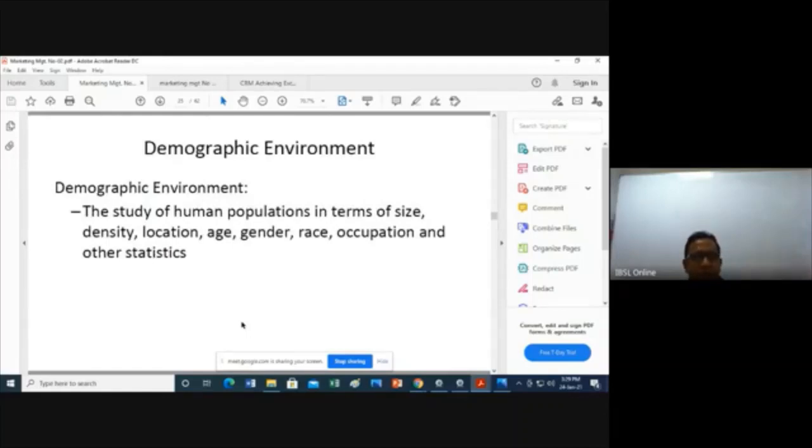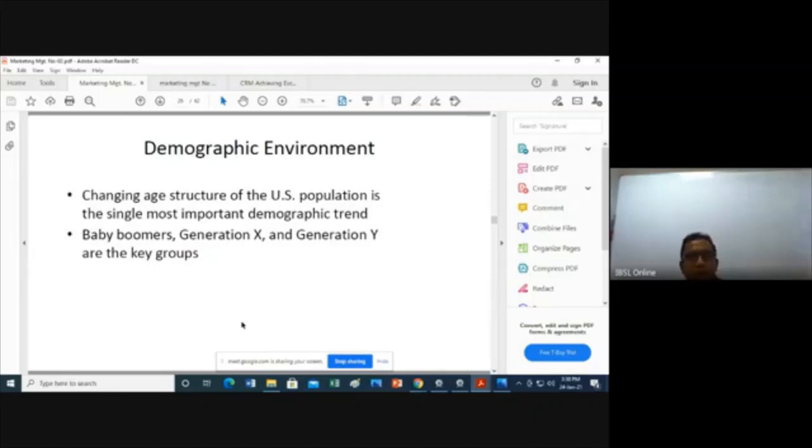The demographic environment is the study of human population in terms of size, density, location, age, gender, race, occupation, and other statistics. The demographic environment has to do with consumer buying habits. Population age, gender, basically how they think, can impact our businesses. In other words, consumer behavior may change depending on age, gender, and generations. The changing age structure of the US population is the single most important demographic trend.